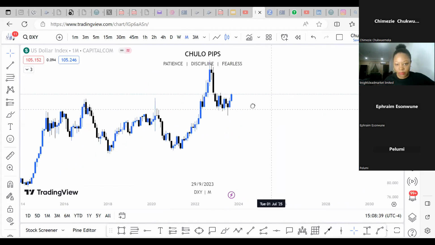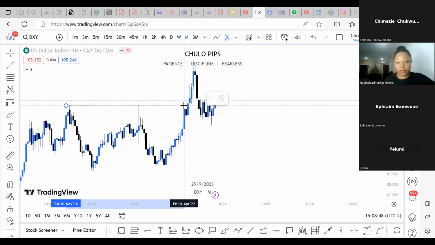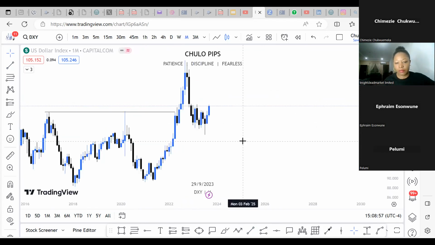So this DXY chart, on the monthly. We can see here that price already took out this sell stop liquidity here. Price took out this monthly sell stop liquidity.